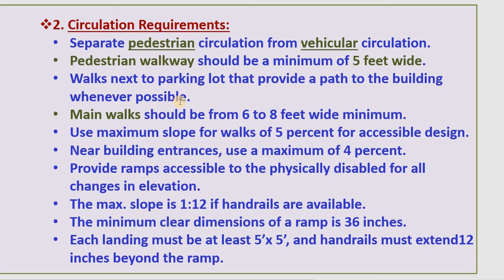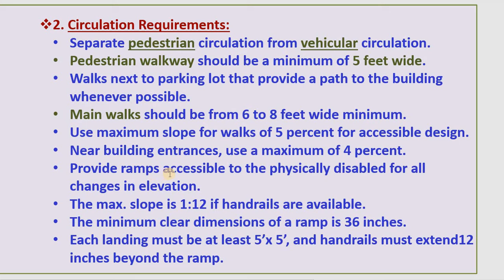Whenever possible, we need to have a path for circulation from the parking to the building. The main walk should be 6 to 8 feet wide minimum. You need to use a slope for the walk of 5% for accessible design, and near an entrance to the building the maximum should be 4%. That's one.